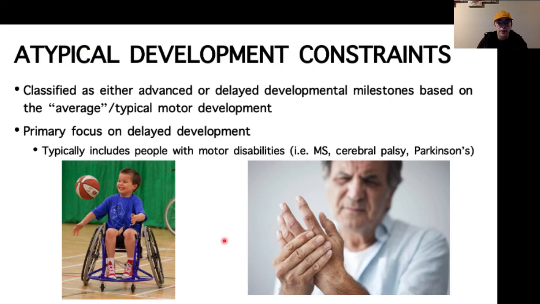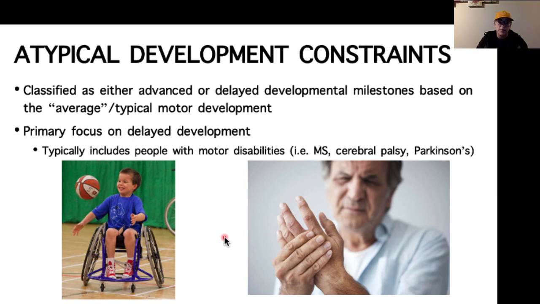The last thing I want to talk about in terms of constraints is atypical development. So atypical development is going to be classified as either advanced or delayed, right? So atypical just meaning not the norm. So somebody develops faster than others, somebody develops slower. But these are advanced or delayed developmental milestones based on the average or typical motor development. The primary focus is usually on delayed development, because if somebody's not progressing at a certain rate, we usually have a question like, I wonder why, what's going wrong?